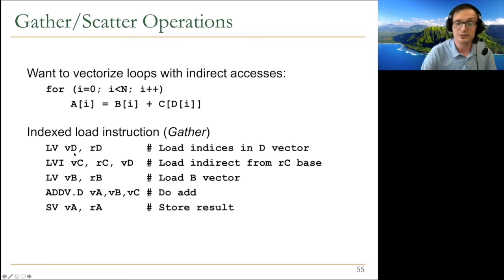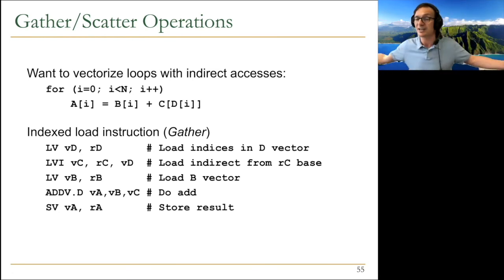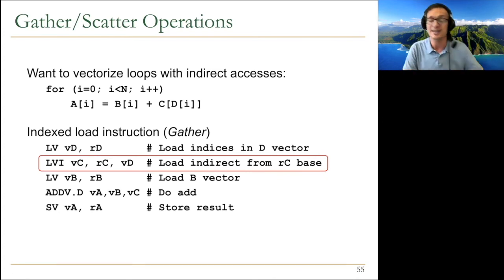What we will do is load the indices into the D vector, and then do a load indirect from the base of C using the D vector as the indices. Instead of incrementing the indices by 1, we use another vector register, the D vector register, as the indices to add to the base address. That's the idea. And that could be irregular now, right? Because now you have an indirection. This D vector can specify any number to add to the base address. Then we load vector B, and vector B is easy. Then we do the add, and then we store the result. So the key difference is this load indirect using some indirect indexing.